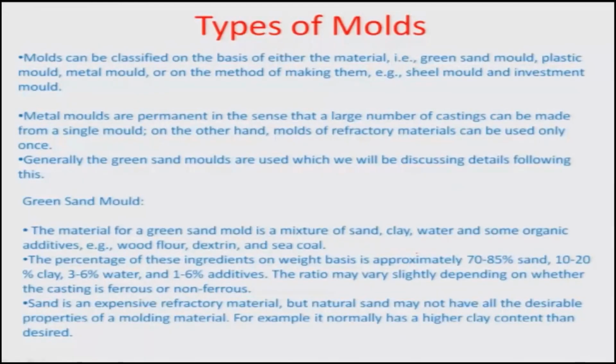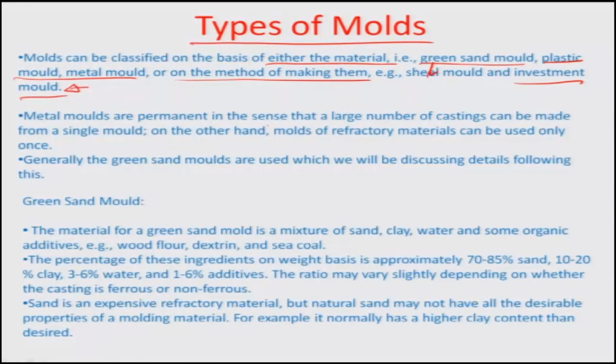So, let us now look at the types of molds, just as the types of patterns. Molds can be classified on the basis of the material that is being used. For example, there are green sand molds, plastic molds, metal molds, and also on the basis of the method for making them, like the shell molding technique or the investment molding technique. So, we will delve into some of these.